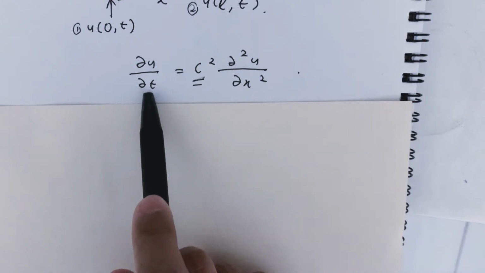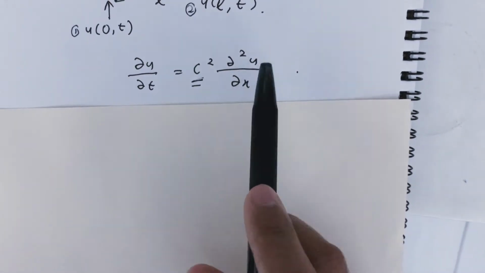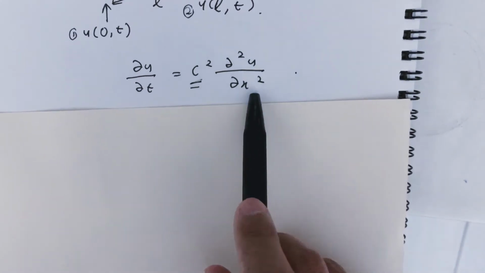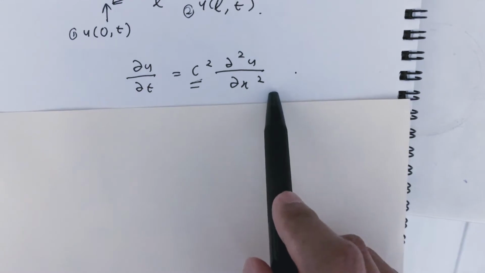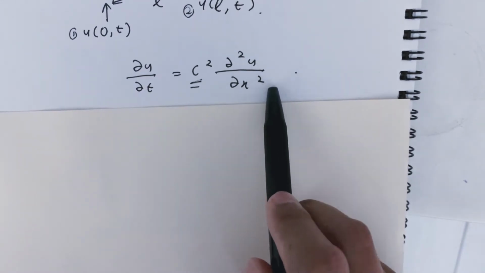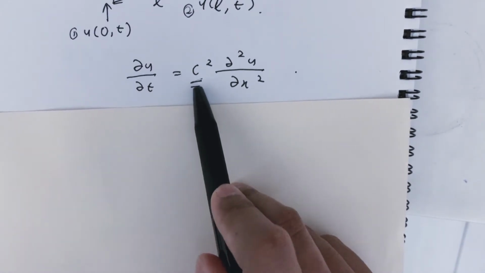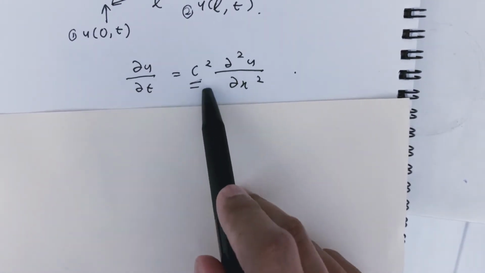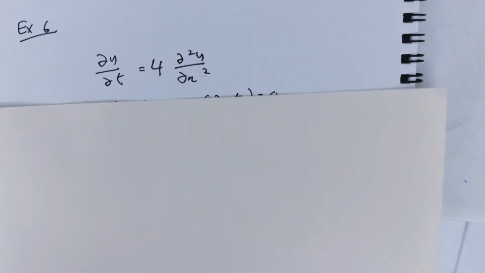We have du/dt on the left-hand side, which equals c squared d squared u/dx squared, a double partial differential equation on the right-hand side. The c squared is a constant, and the equation can give any value for c. Let's see, I'm going to show you.